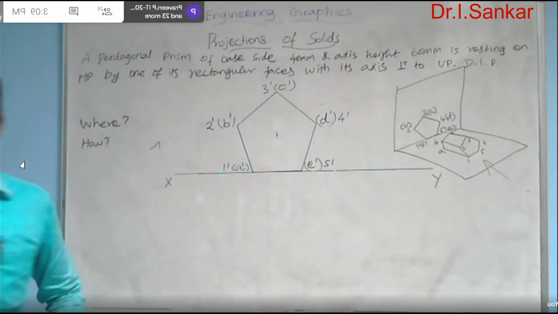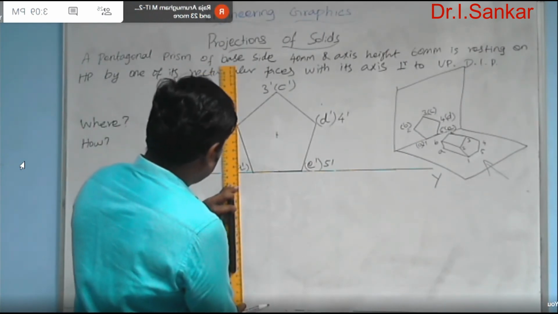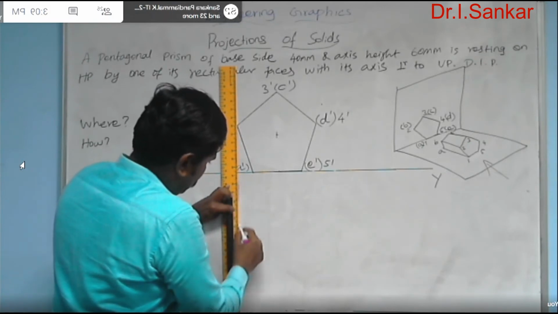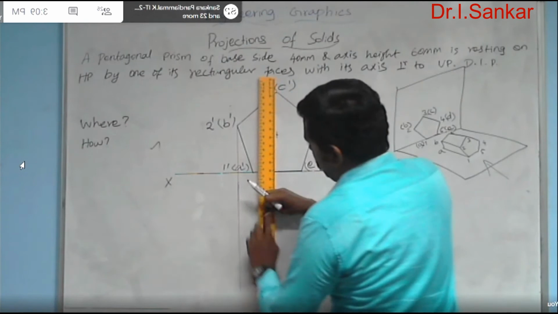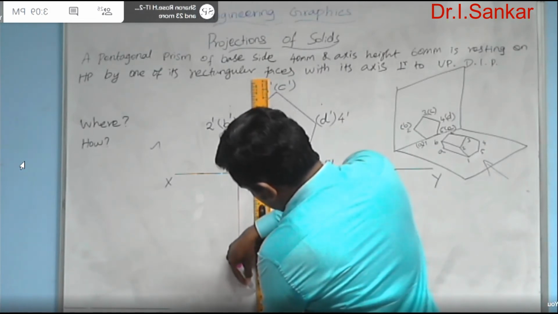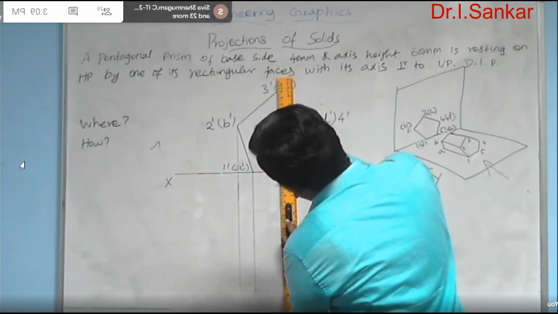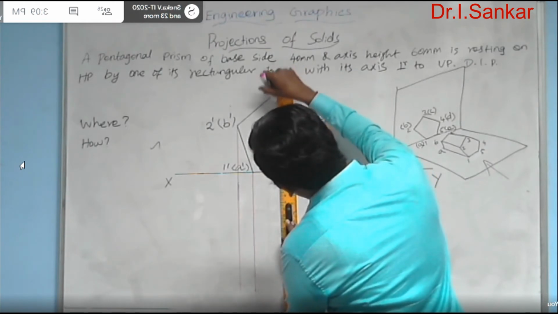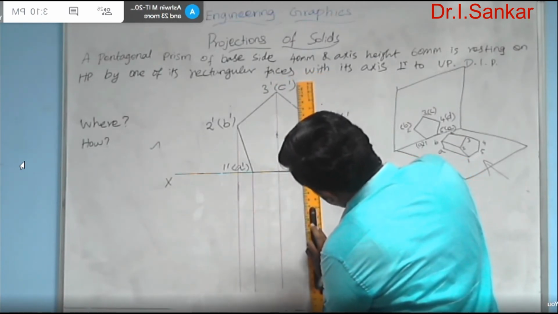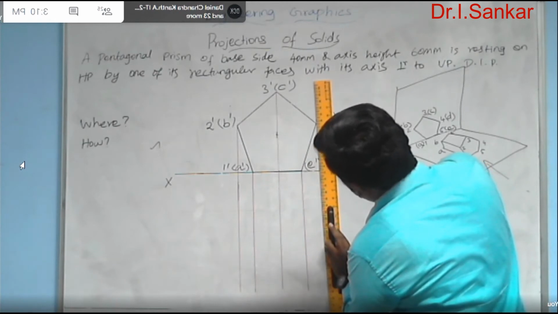Let's do it. See, I am drawing a projector which is common to 2 and B. And here this projector is common for 1 and A. And this projector is common for 3 and C. This one for 5 and E, and finally the projector for 4 and D.